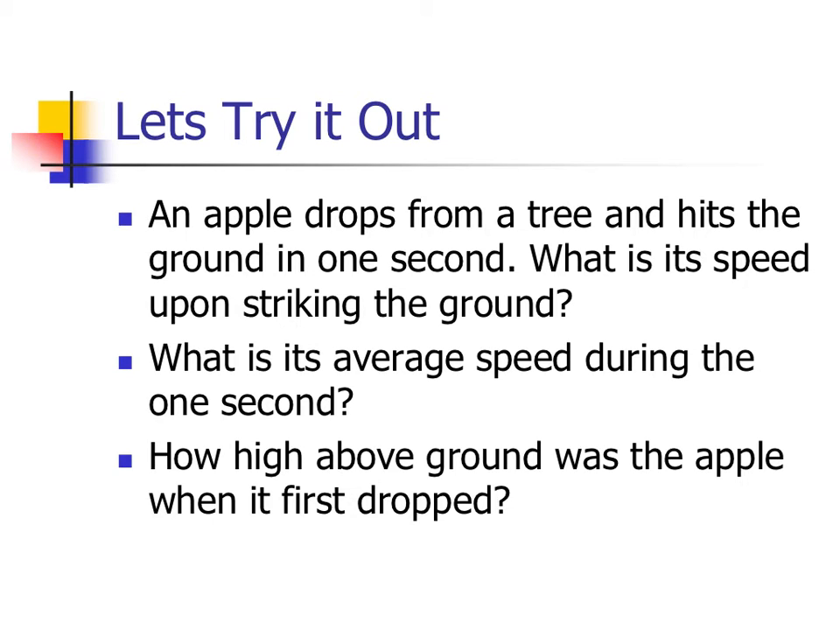An apple drops from a tree and hits the ground in 1 second. What is the speed upon striking the ground? What is the average speed during that 1 second? How high above the ground was the apple when it first dropped? That is a lovely loaded question. But would we have to know one of the answers to get to the other? Yes, we have to solve some of these to solve it all. You have to solve 1 and 2 to get another opened up.